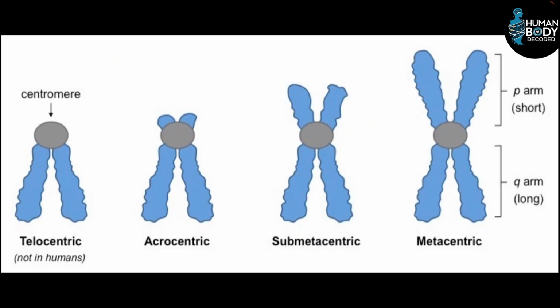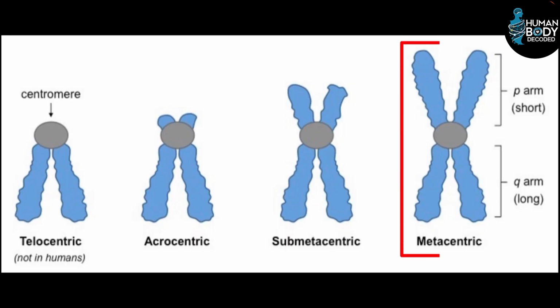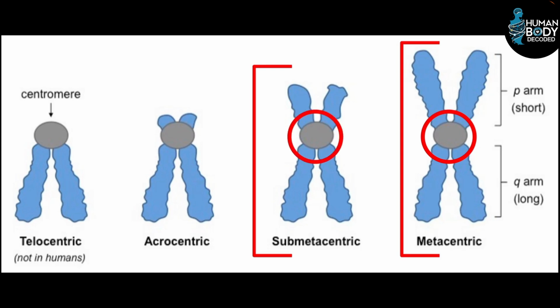Students, in the figure in front of you, the four types of chromosomes are defined based on the position of the centromere. The first is metacentric. In this, the arms of the chromosome are equal, and the centromere is in the middle. Such chromosomes are called metacentric. The second is submetacentric. In this, the centromere is not in the middle, and the chromatids or arms of the chromosome are unequal. This is called submetacentric.